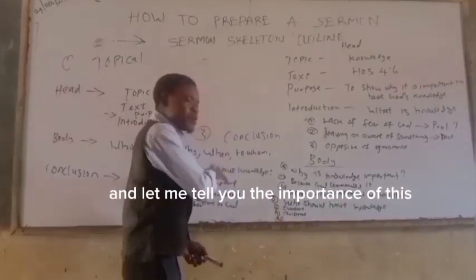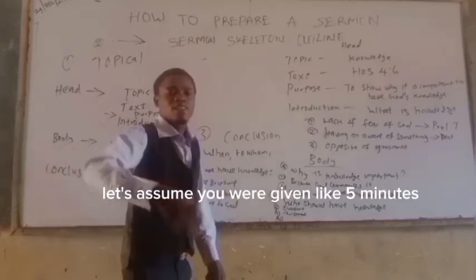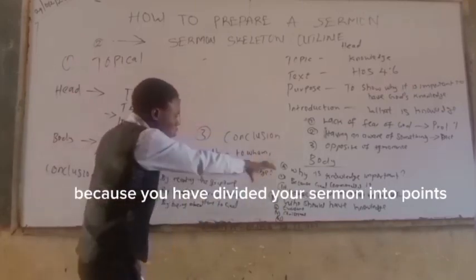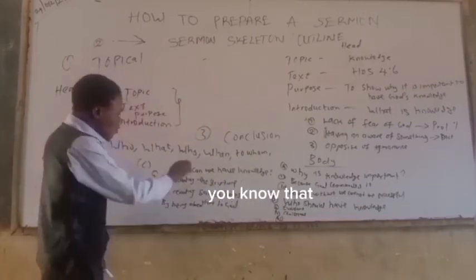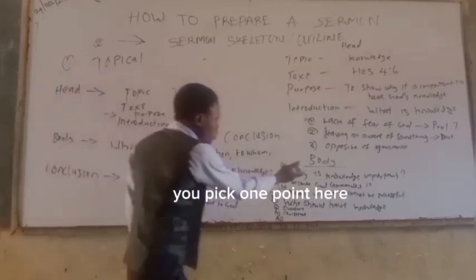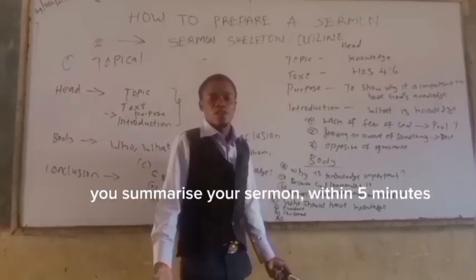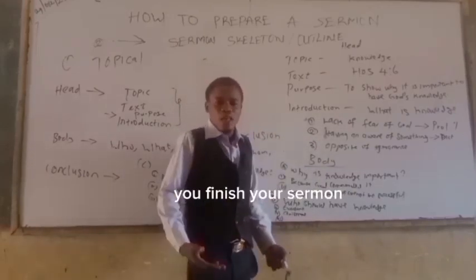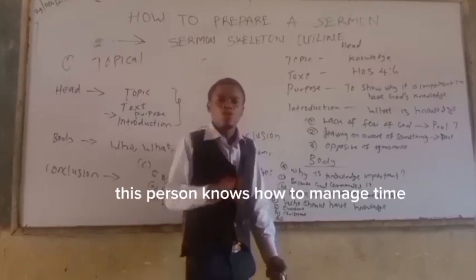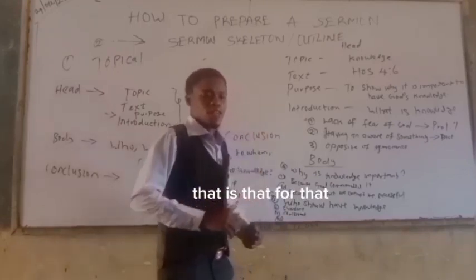And let me tell you the importance of this. Let's assume you were given like 5 minutes, 30 minutes. You won't exceed that minute because you have divided your sermon into points. You know that probably because of the time they give you, you pick 1 point here, 1 here, 1 here. You summarize your sermon. Within 5 minutes, you finish your sermon. They will say, wow, this person knows how to manage time. So it won't be like you are just a novice. That is that for that.